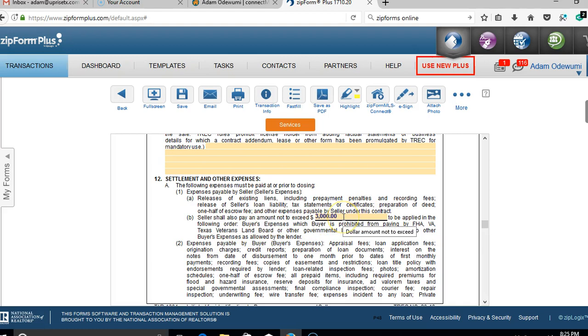Now if the buyer's expenses are 5,000, the title company only takes this amount, 3,000. If the buyer's expenses are say 2,000, and this says 3,000, the title company is only supposed to take out 2,000. It's not to exceed, but it's only for their closing costs. So if the closing costs are only 2,000, then they're only supposed to use 2,000. But if they're 5,000, then they can only use up to 3,000.